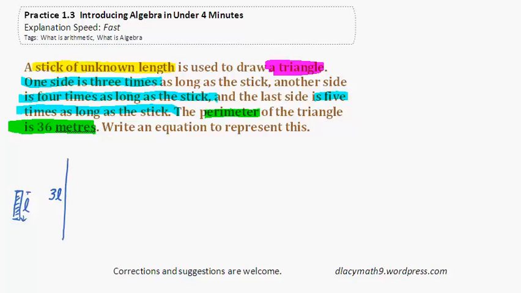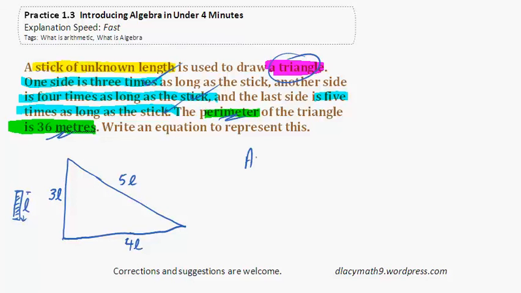Now I have to make a triangle, and I have to make this one, it's not to scale, 4 times as long as the stick. So I'll make it a little longer than the first side that I've drawn and write it as 4L. The last side will be the longest of all, and it will be 5 times the length of the stick. So what I've done is I've drawn my triangle. I've used 3, 4, and 5 times the length, and suddenly this big complicated paragraph isn't so bad after all. They all add up to 36.